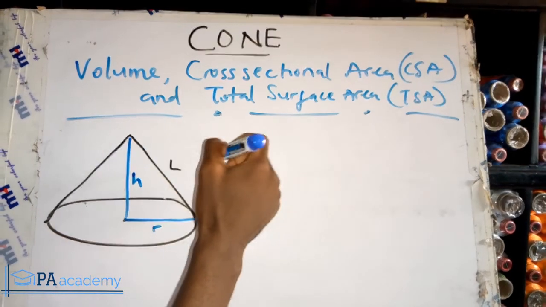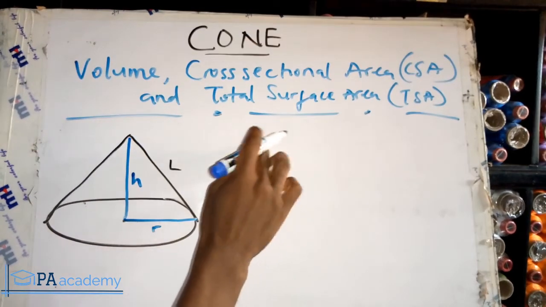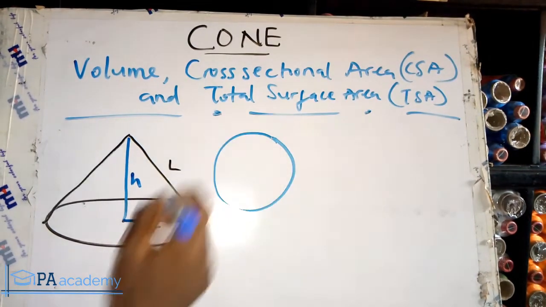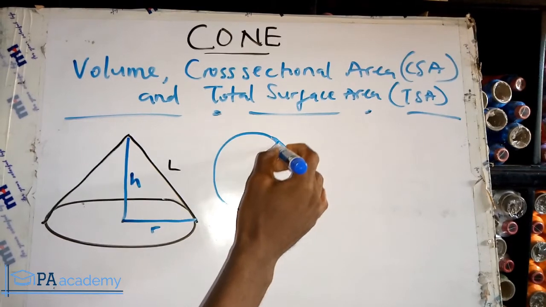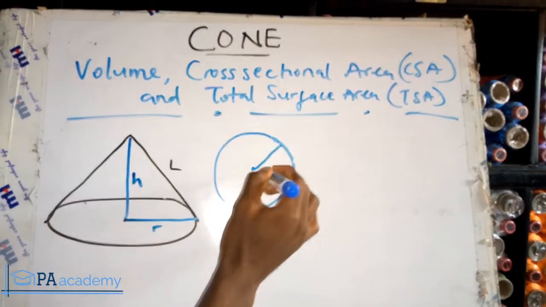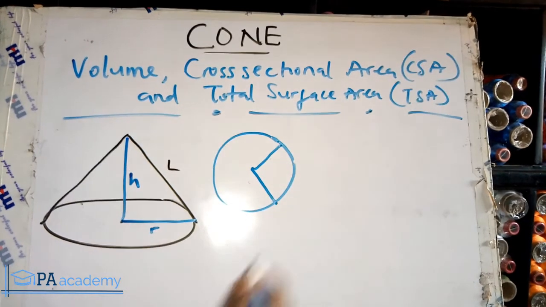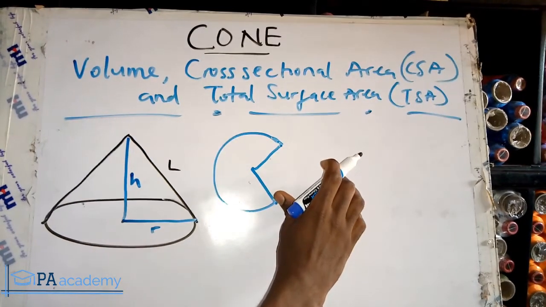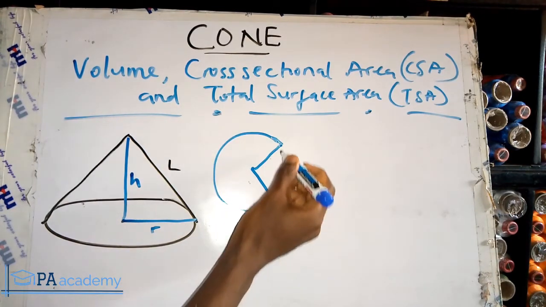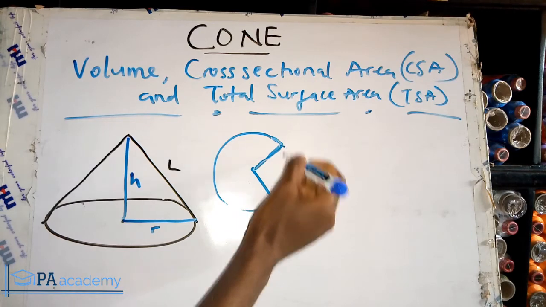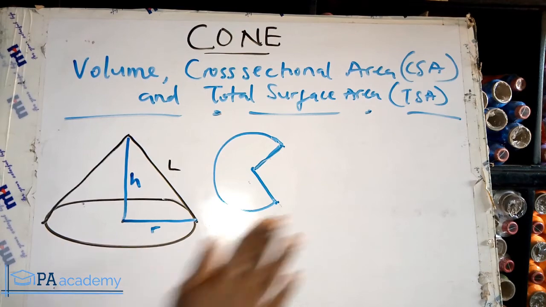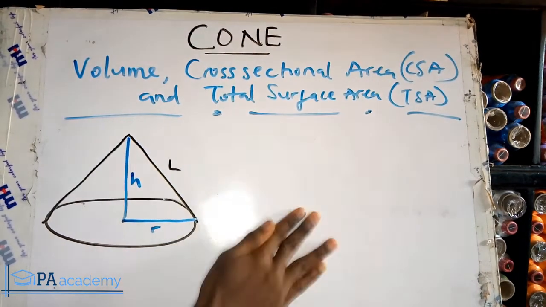When you have a full circle and a section is cut out, let's say this is a circle, and this is the center. If this part is cut out from the circle, then by the time you fold it so that this point joins this point, you'll have this shape, a cone. So with that, what are the formulas that are associated with cones?